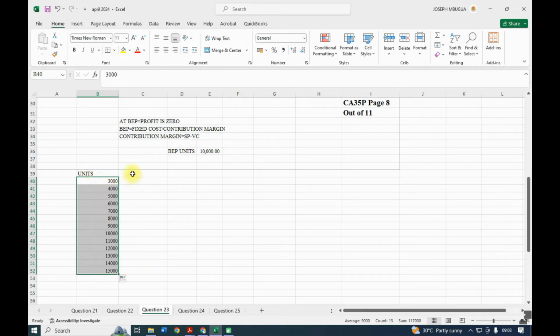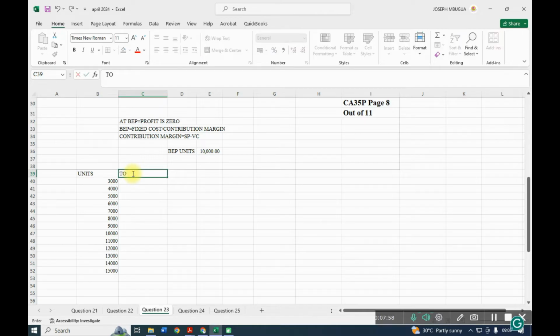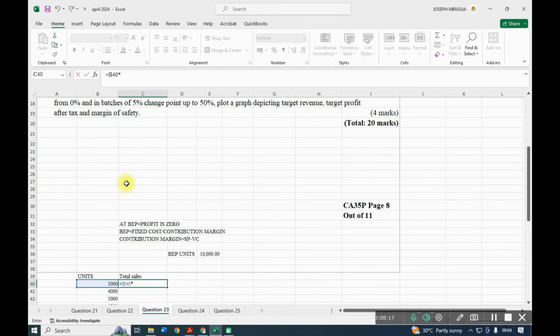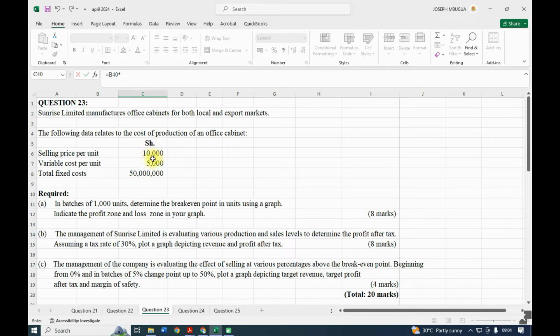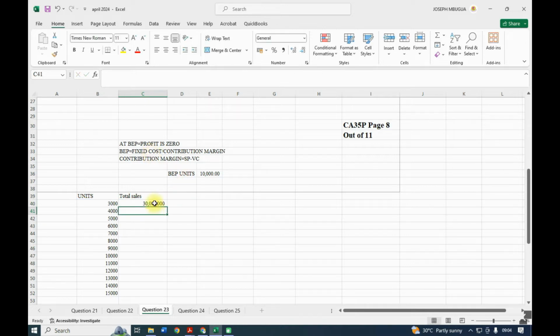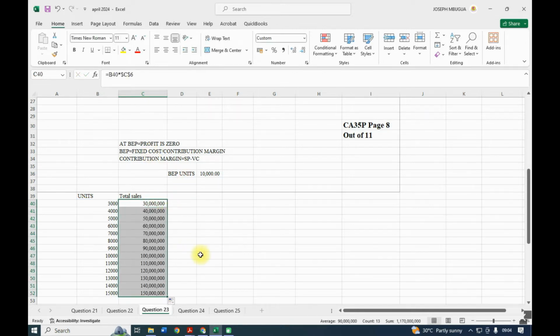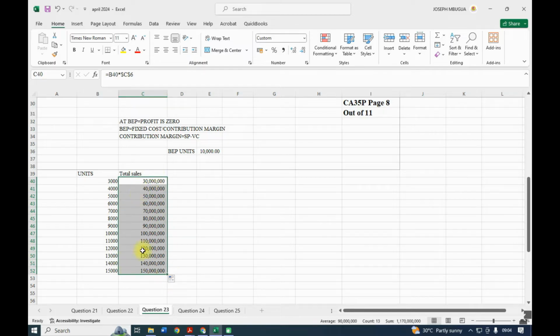And if already you know the units, we can get our total revenue, or our total sales. We know total sales will be the number of units, and we multiply by what? The selling price. And we know our selling price is a constant. Here, the selling price is 10,000. I will lock the selling price because it is a constant, and I will autofill these. All these will be the revenues that we shall be making.